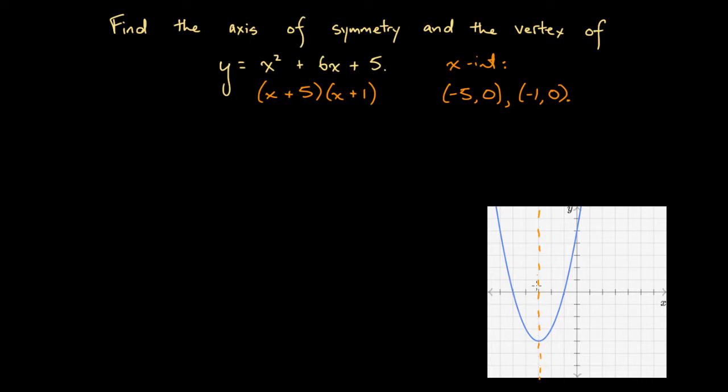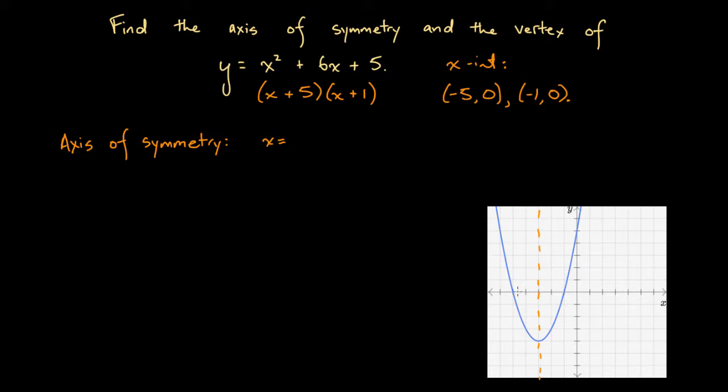And so the question is, what is the equation of the line that is the axis of symmetry here? An important thing to know about the axis of symmetry is that it is always a vertical line. So that means it always takes the form of x equals some number, some value. And that value is always going to be the average of the two x-coordinates of the x-intercepts.